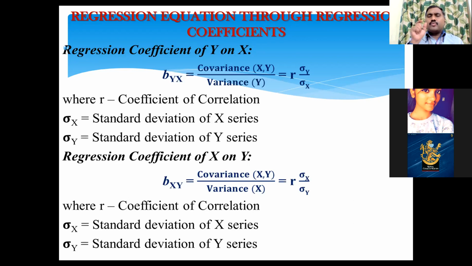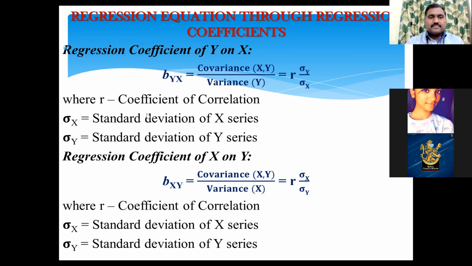When your problem consists of sigma values for two variables, you can use this formula. Otherwise, there is another formula. If only x and y are given, with no sigma and no standard deviation, then in that case, summation xy divided by summation x square, that is for b of yx. And for b of xy, summation xy divided by summation y square. That is the formula. We will discuss it one by one.